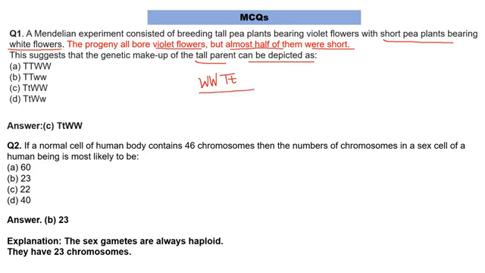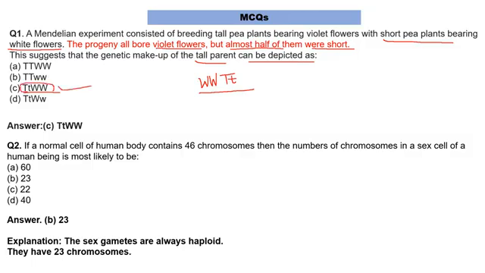So here we can see, right, this one is present: the heterozygous condition of tall gametes and the homozygous condition of the genes which are present in the gametes responsible for the violet flower. So this is the correct answer for this question.